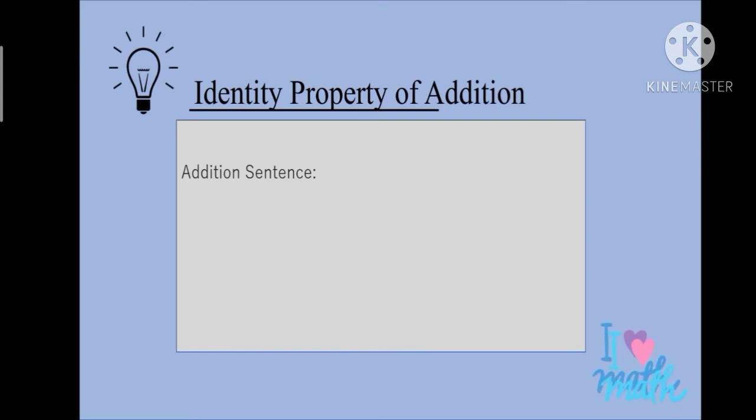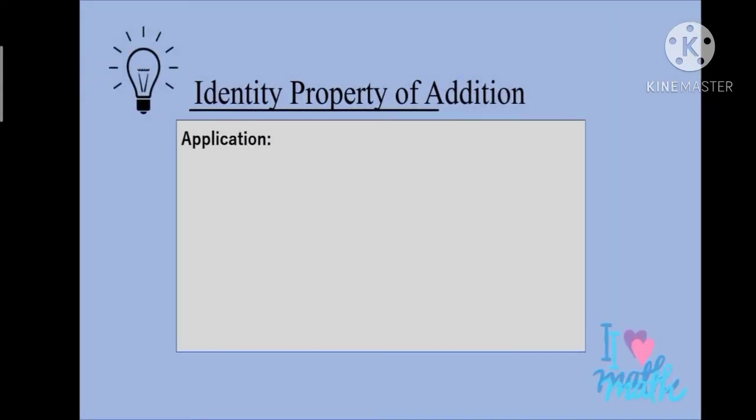So here are other examples of addition sentences that illustrate the identity property of addition. First one is 0 plus 25 is equal to 25. Or (12 plus 5) plus 0 is equal to 17, since 12 plus 5 is added to 0.